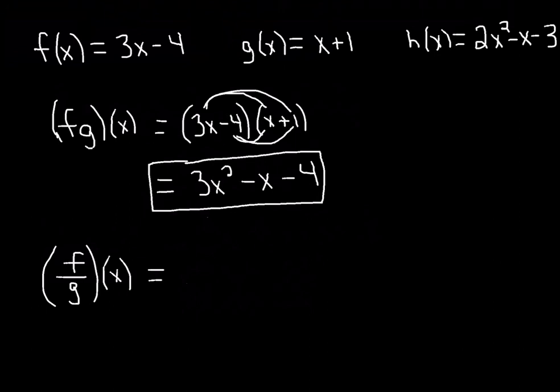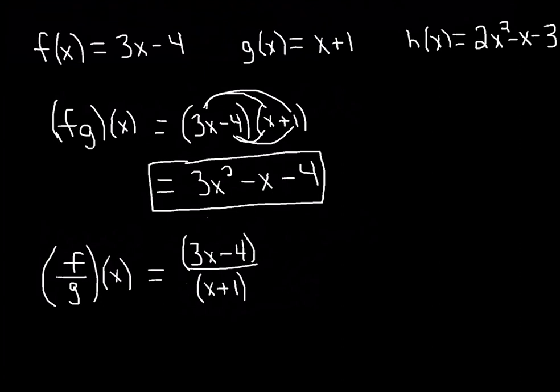Let's take a look at the fourth function operation, division. So f over g of x, so it's just going to be f of x, which is 3x minus 4, over g of x, which is x plus 1. Now, if you can factor and cancel, you do so, but the numerator doesn't factor, nor does the denominator. So this is your answer.